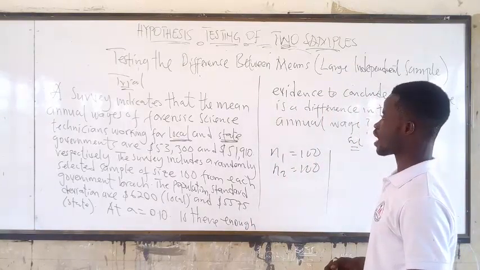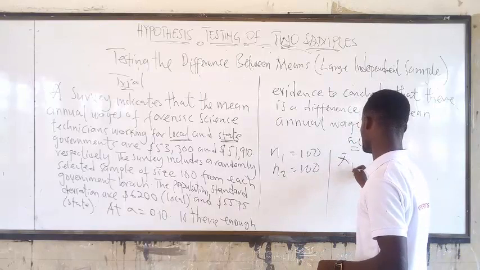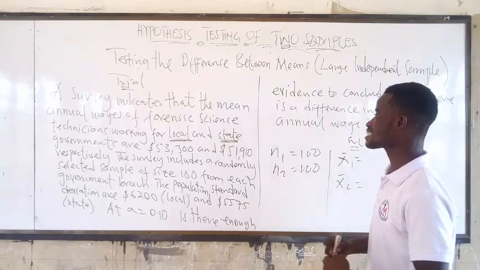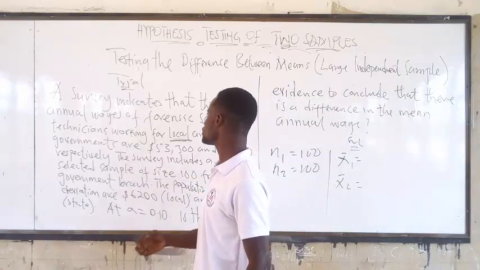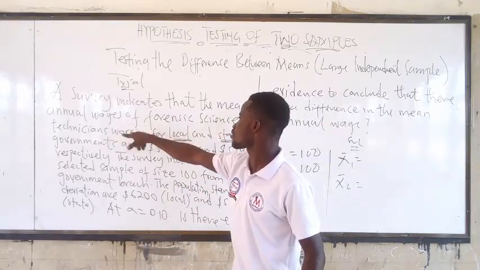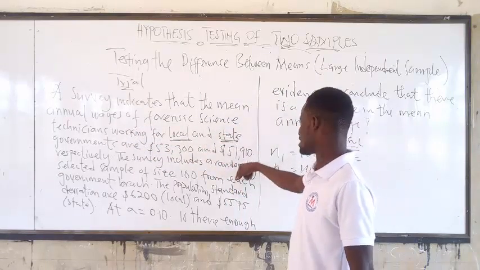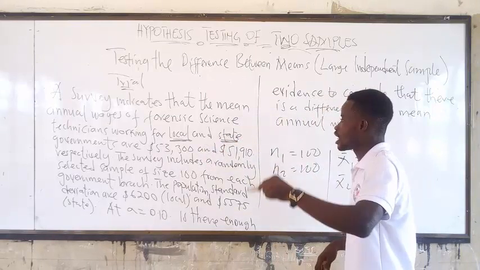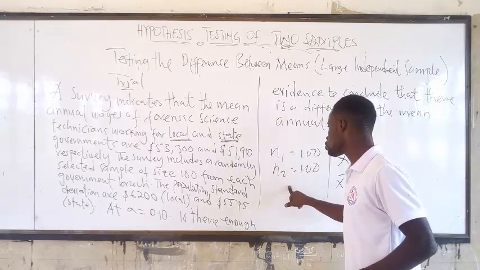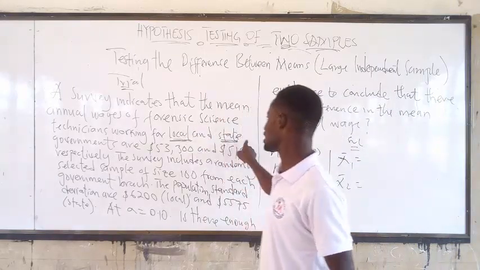So I'm going to help you identify some things. Let me help you identify the x bar, that is mu1, and then mu2. That is just simple. Even though we didn't hear any mean there, you see it's here. The mean annual wages of forensic science technicians working for local and state. The local will stand for 1, the state will stand for 2.